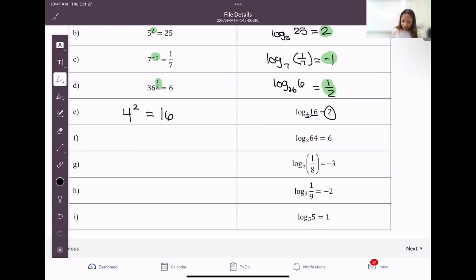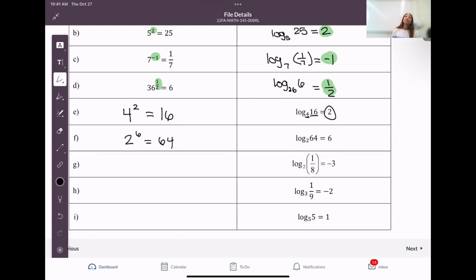For part F, log base 2 of 64 equals 6. That's equivalent to 2 to the 6th power equals 64. All right. If you accidentally wrote this wrong, if you wrote 2 to the 64th power equals 6, you should automatically know that something's wrong, because is 2 to the 64th power 6?